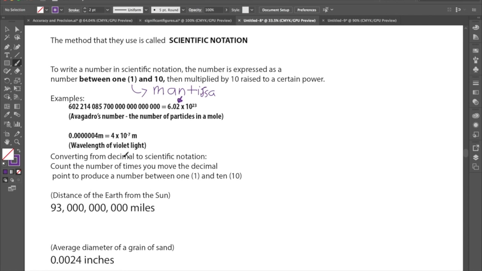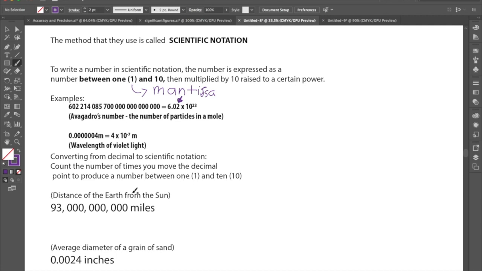So, converting from decimal notation to scientific notation. When we refer to decimal notation, we're just talking about how we would regularly write numbers. First we want to count the number of times that you move the decimal point to produce a number between 1 and 10. So that's creating the mantissa.